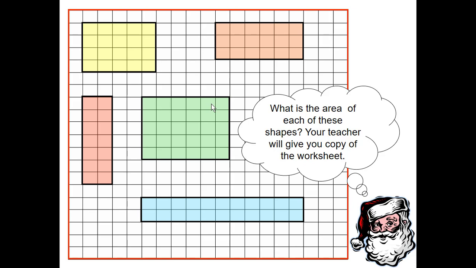You can pause the video and see if you get the answers correct, because the area of the first one is 20 centimeters squared. The area of the second one is 18 centimeters squared. The third one, 14 centimeters squared. 30 centimeters squared for the next one, and the last one, 22 centimeters squared.